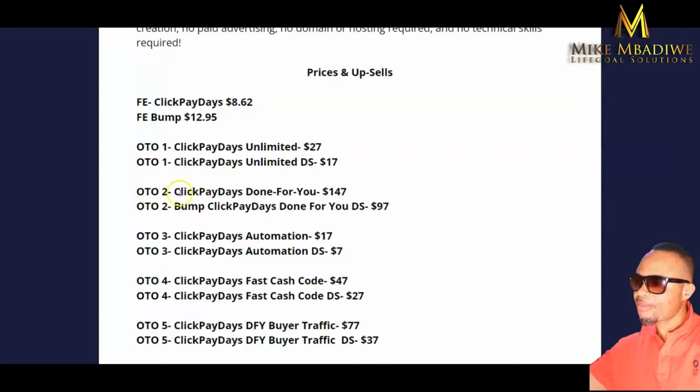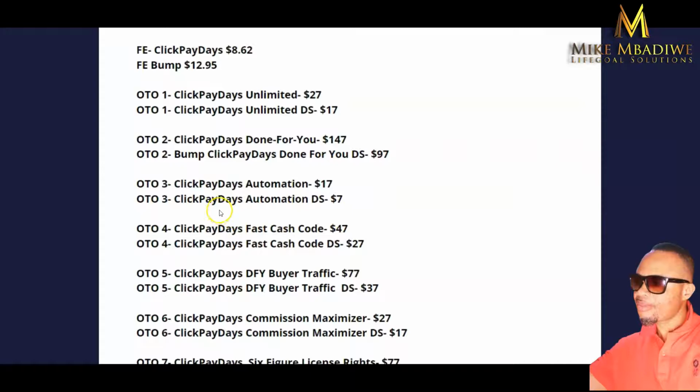And OTO number 2 will be the ClickPayDays done for you. It goes for $147, but if you buy it during the launch, you will have it for $97. OTO number 3, ClickPayDays automation, goes for $17, and of course the downsell goes for $7, which has the tendency to rise as the launch progresses.